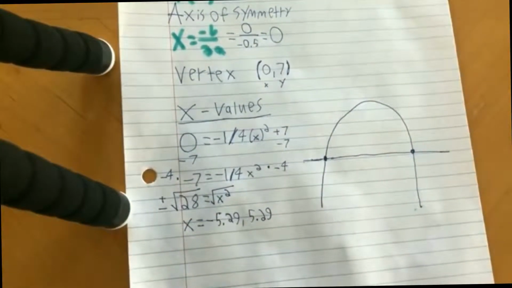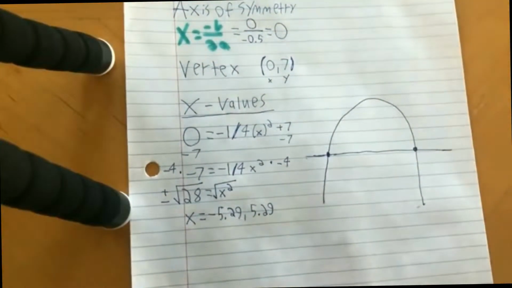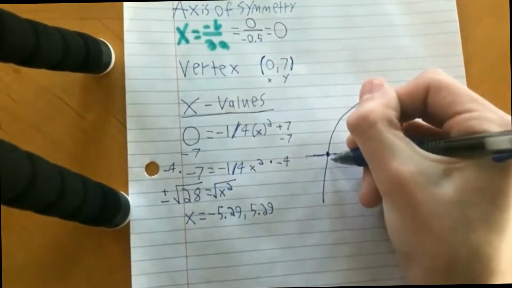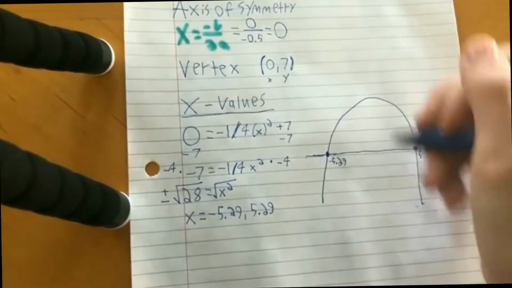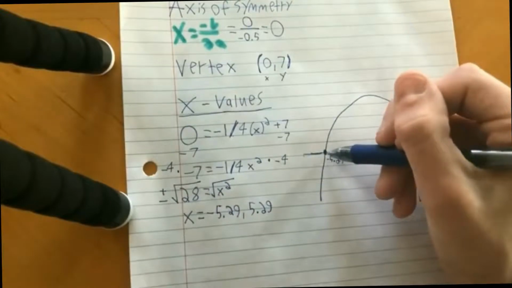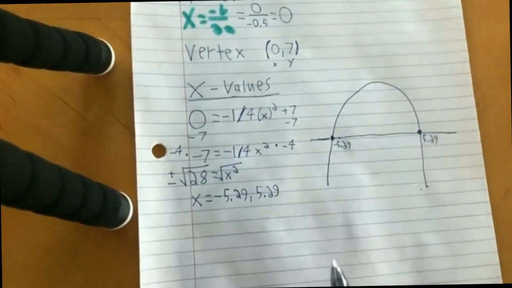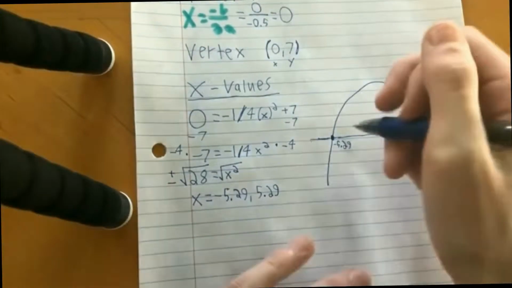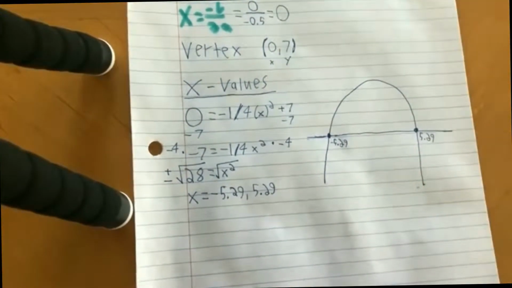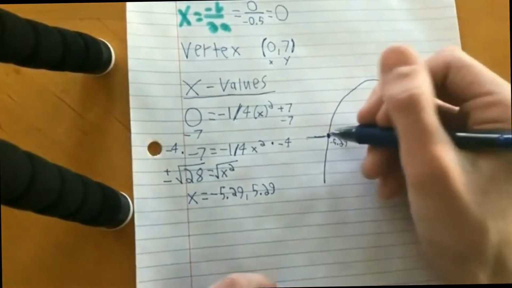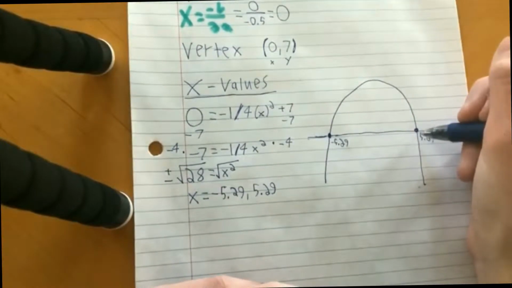So let's say this is the x-axis, and these are our 2 points. Let's just pretend that this is the correct graph. This is not to scale, but there you have it. So this is our negative 5.29 and our positive 5.29. And what I want to do is find the width from one end of the arch to the other. Essentially we're just adding the distance from one of the x-intercepts to 0, or the axis of symmetry, and then doing the same thing for our other point.